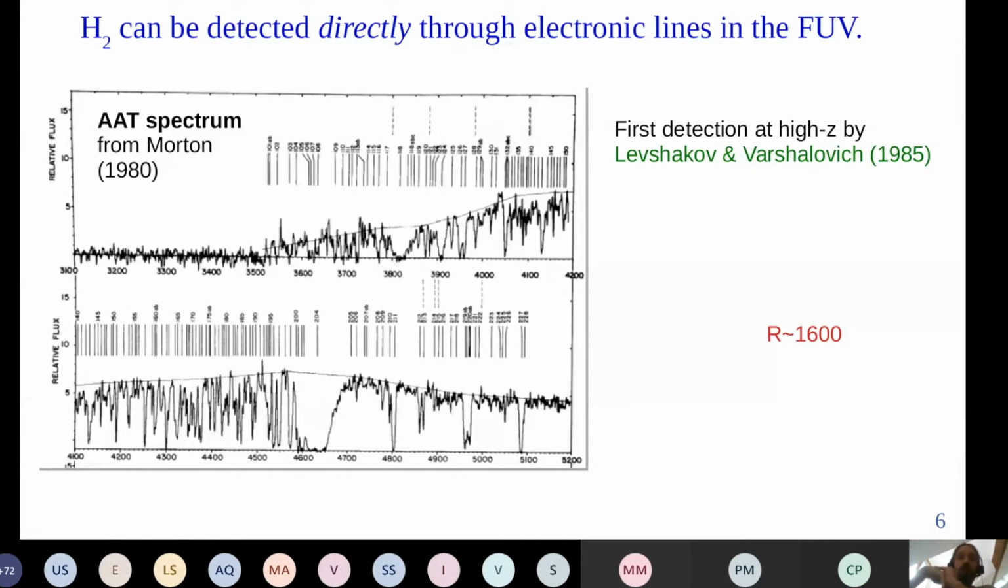And using this spectrum, I don't know how they did it. It was really a great achievement because it's very hard at this resolution. So they compared the tabulated lines found by Morton with H2. And they could detect H2 in this spectrum, which was confirmed later by different observations at high resolution.